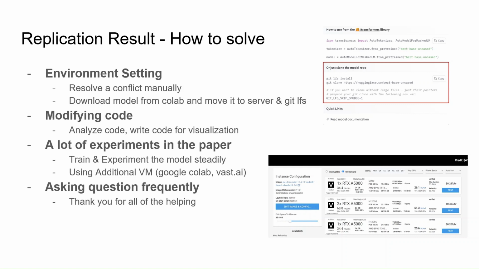Third, we had to train the model with various experiment settings daily. Moreover, we used additional training environments for experiments, such as Google Colab and Vast AI. Lastly, we kept asking questions when we faced a problem. Thank you for all of the help.